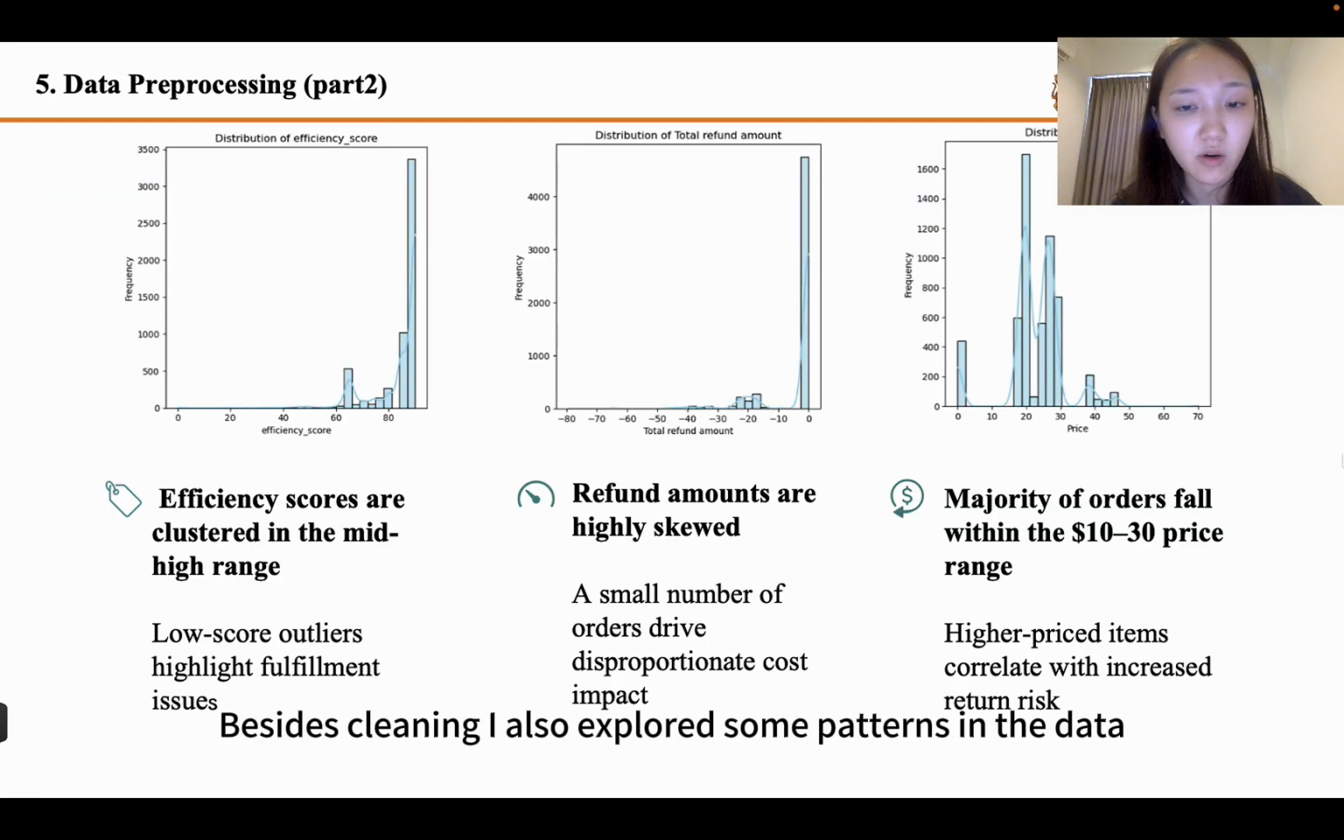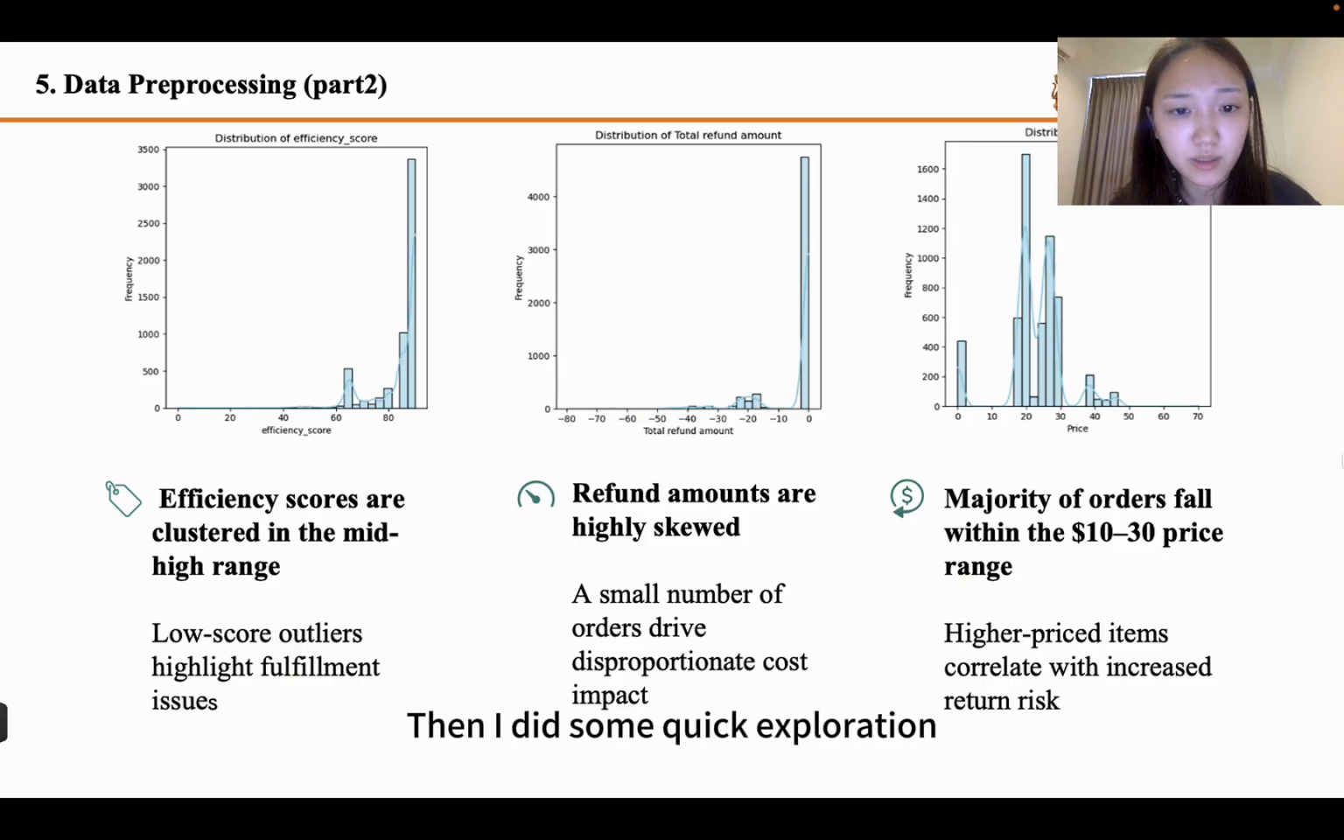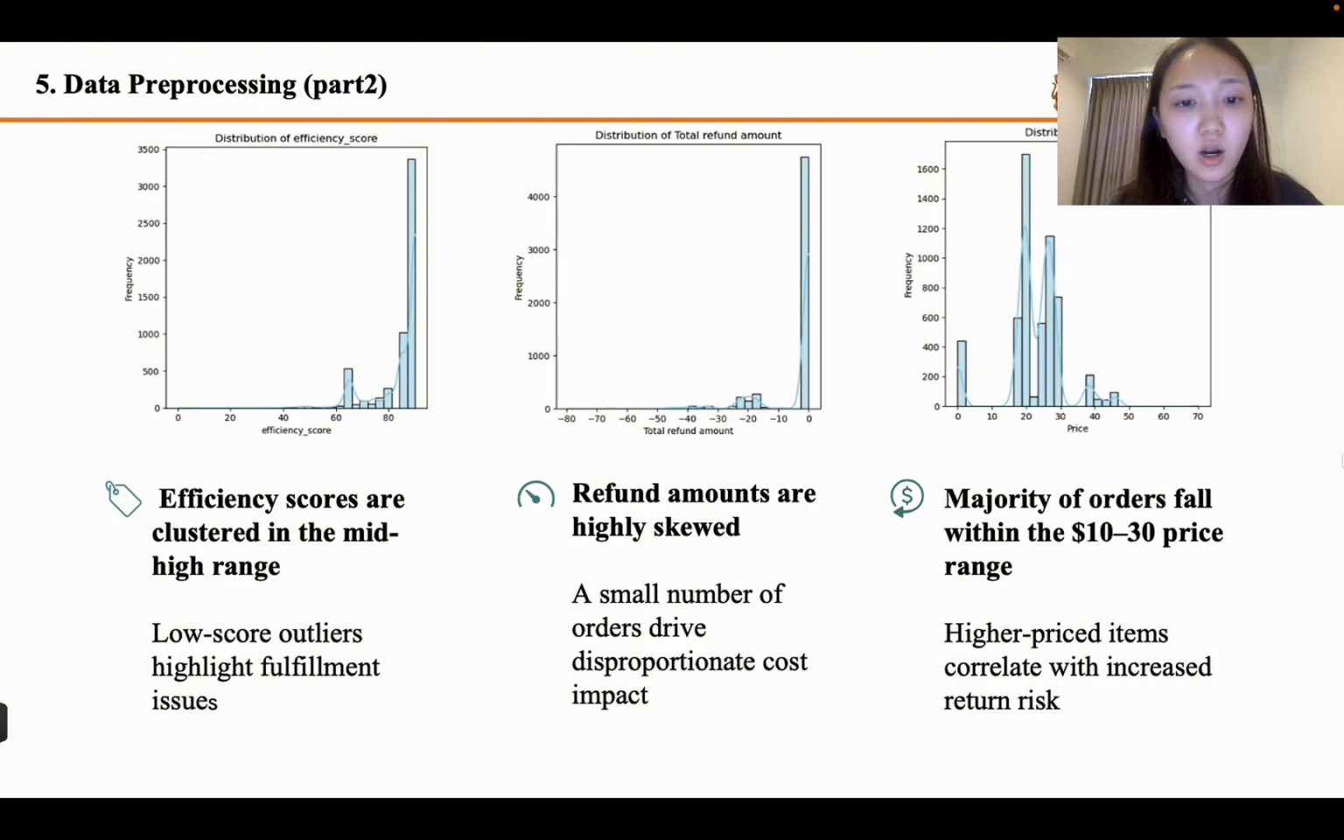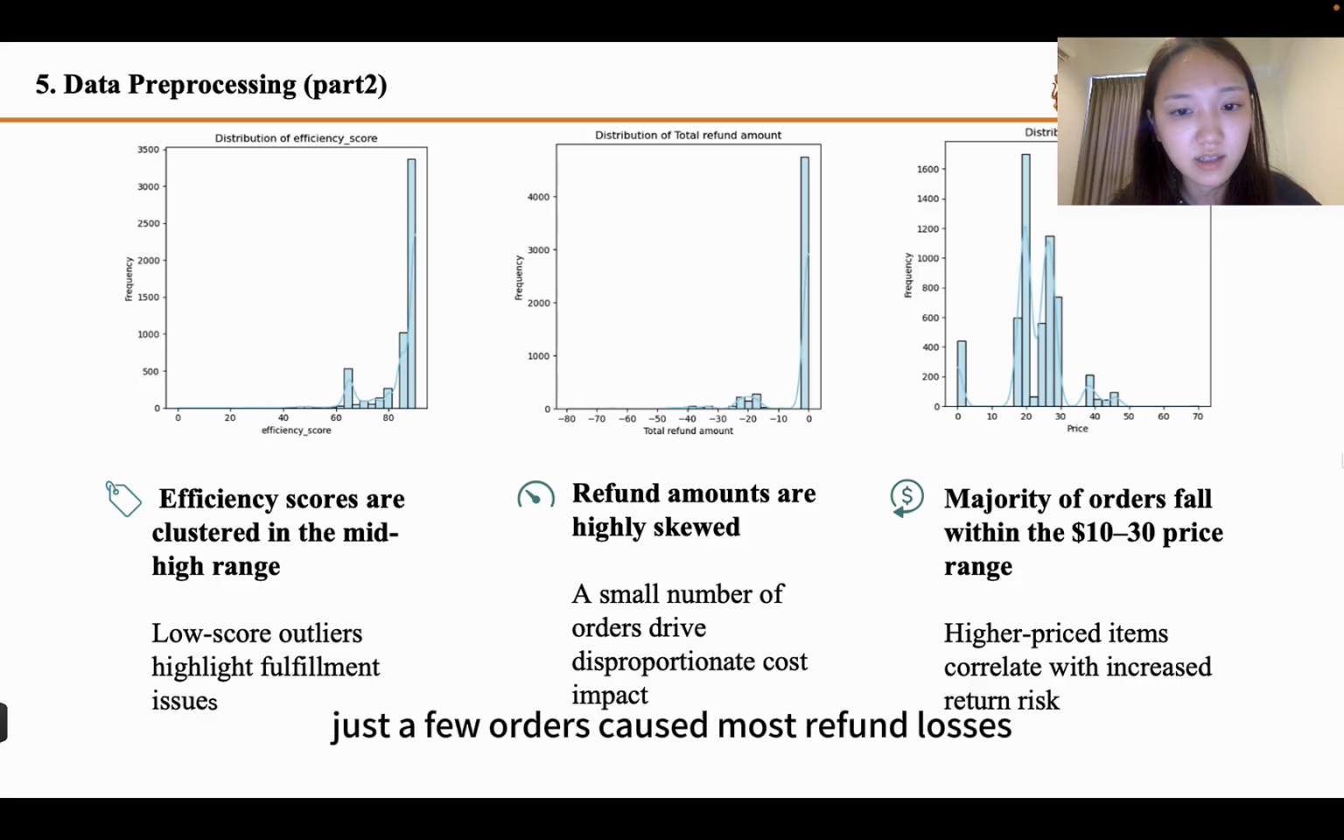Besides cleaning, I also explored some patterns in the data. Most orders were priced between $10 and $13. Refunds were heavily skewed. Just a few orders caused most refund losses, and when fulfillment time passed 20 days, efficiency scores dropped fast. So, timely shipping and smart inventory clearly matter.